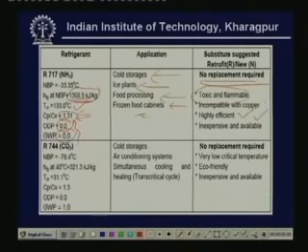Next comes R744, this is carbon dioxide. It has a very low normal boiling point of minus 78.4 degrees centigrade, but still its freezing point is about minus 56 degrees centigrade. So you cannot use it for temperatures below minus 56 degrees centigrade because of its freezing point. And it also has good latent heat of vaporization.